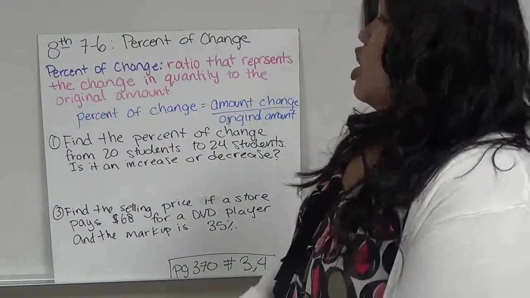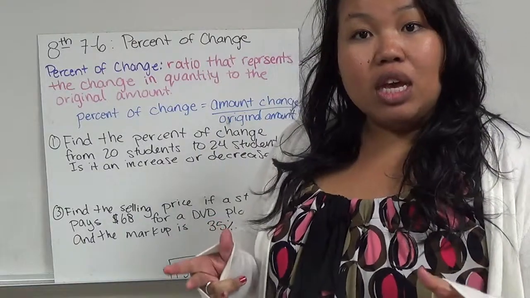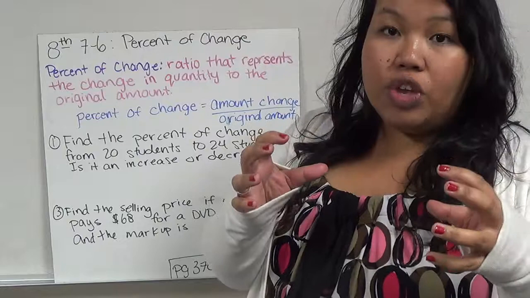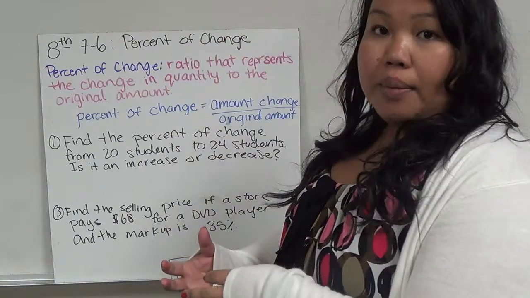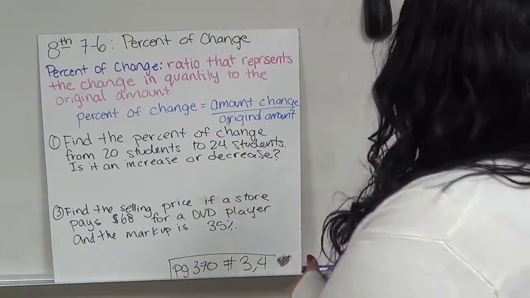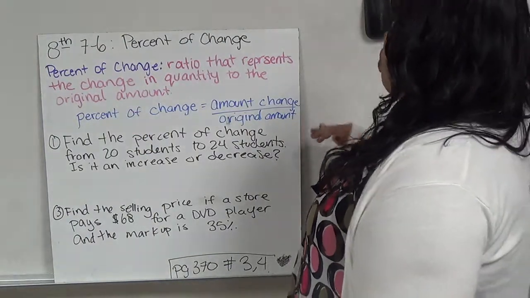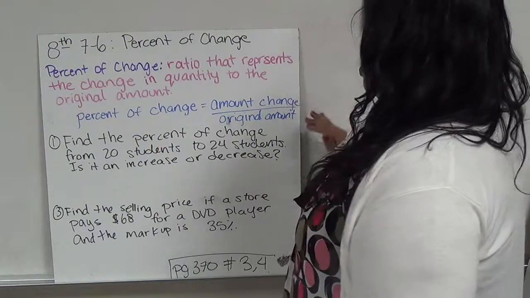So it's not necessarily just finding percent of something compared to the whole. It's a new figure compared to the original figure. Okay, so the percent of change is the amount that changed over the original amount. Okay, that's the ratio, the comparison.